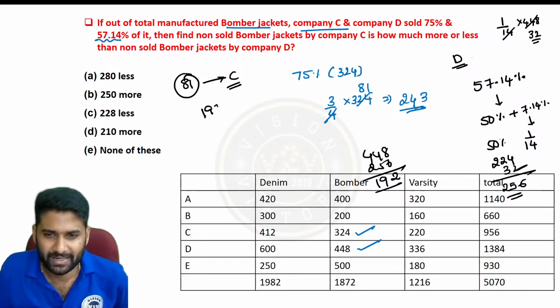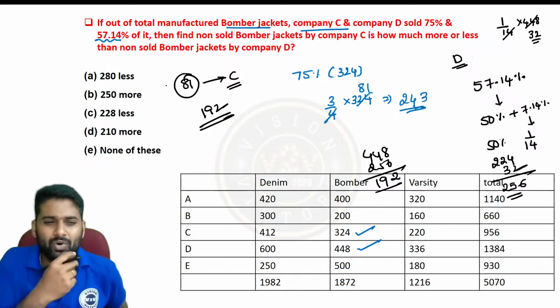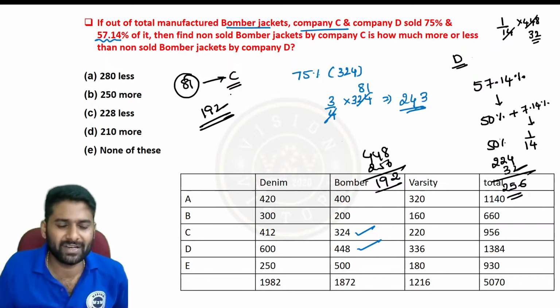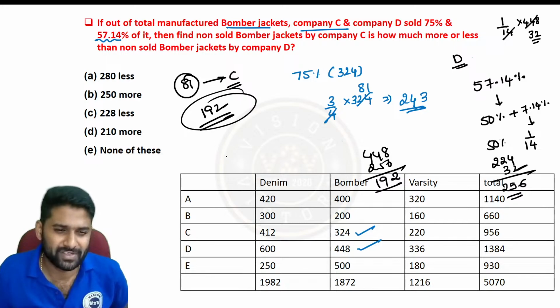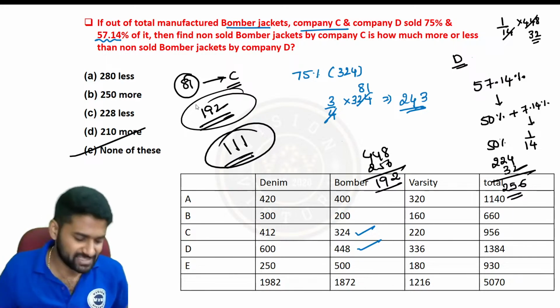So 192. Now the question here: find how much more or less the non-sold bomber jackets of company C are than the non-sold bomber jackets of company D. Guys, definitely the difference value. How much of a difference can you see here? 111 jackets, which is less. So the answer is none of these.